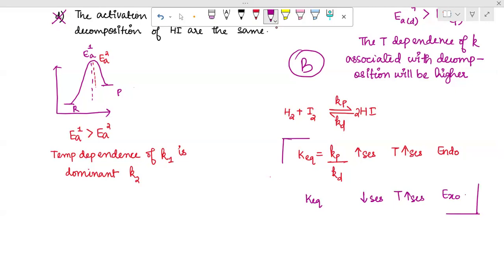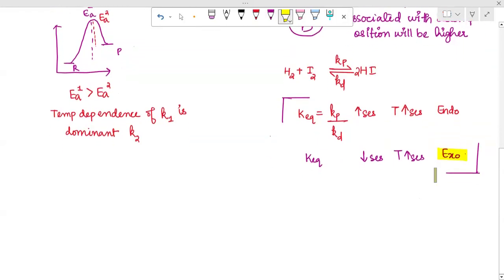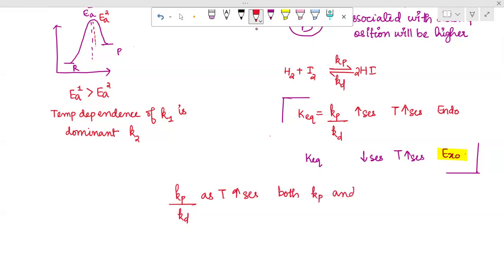So if you have an endothermic process, as the temperature rises, your overall equilibrium constant increases. But if you have an exothermic process, as the temperature increases, your overall equilibrium constant decreases. So let's take our case. Our case is exothermic. So in our case, we have Kp by Kd, and as temperature increases, you have to note this: both Kp and Kd will increase.